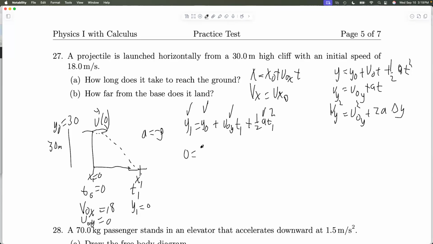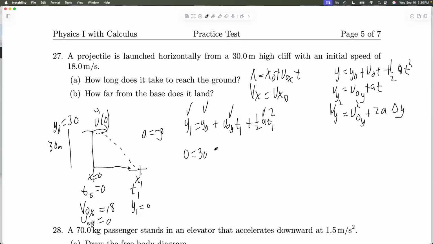So 0 equals 30. It's really easy to get these backwards in these jumping off a cliff kind of problems. It's really easy to put 30 here and 0 here, and then that messes everything up. Like you'll get imaginary numbers.